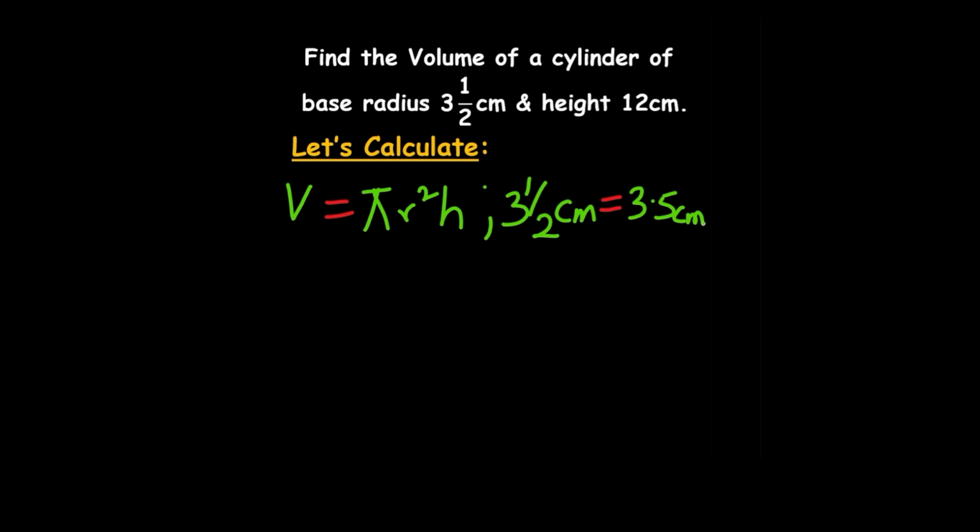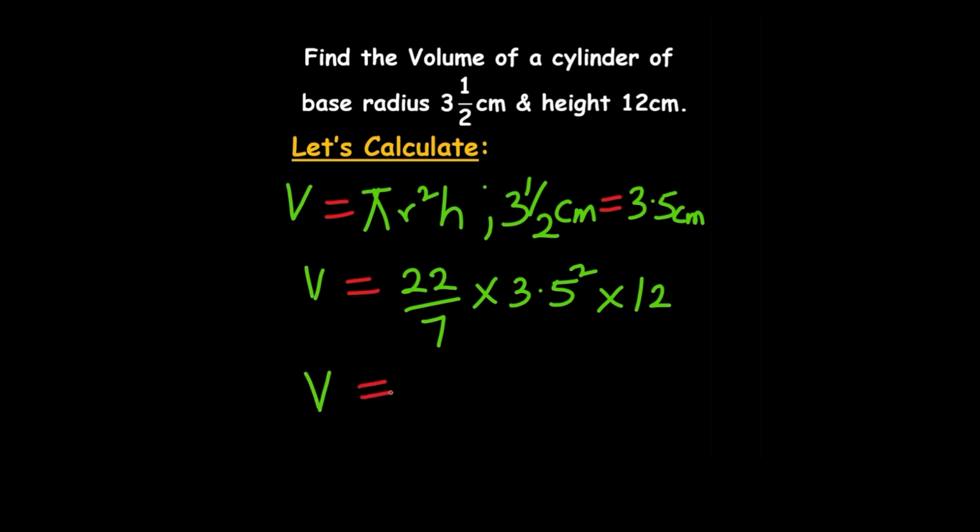Now substitute into the formula V equals 22/7 times 3.5 squared times 12. That gives V equals 462 cubic centimeters. So the volume of the cylinder is 462 cubic centimeters.